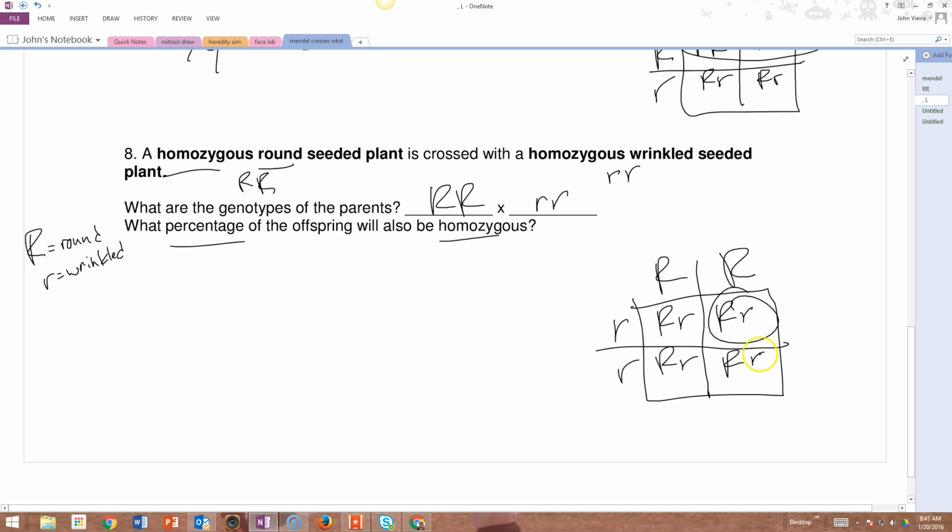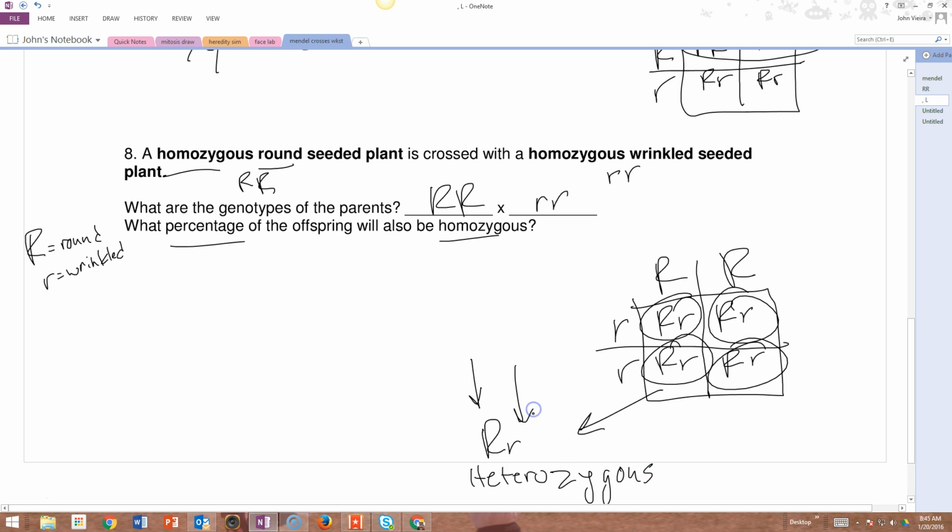And you'll notice none of them are homozygous. They are all what? That is heterozygous, because each letter is different. Each allele is different.